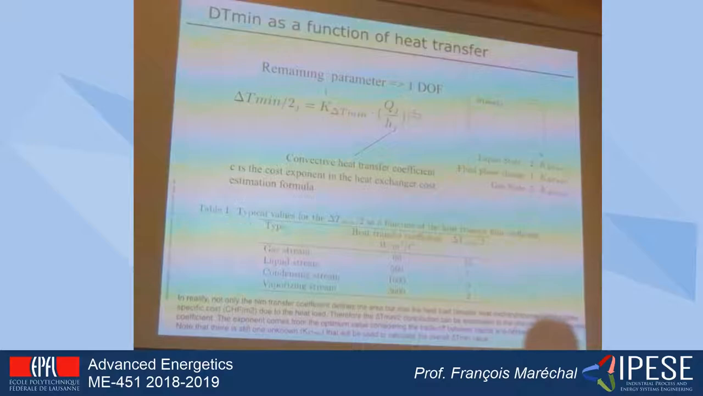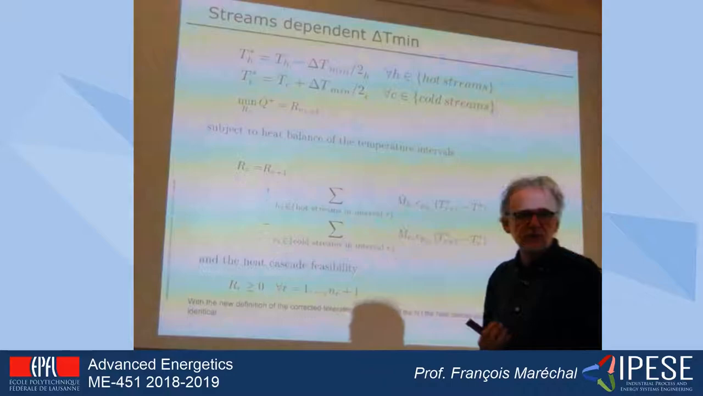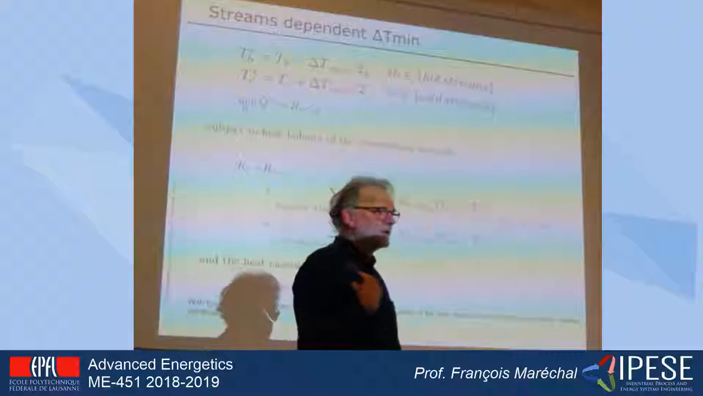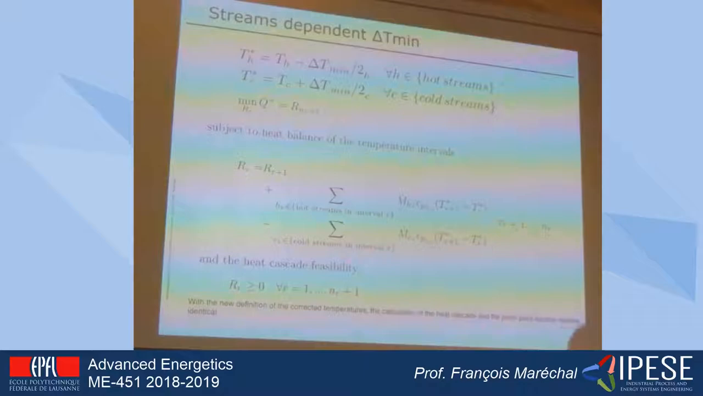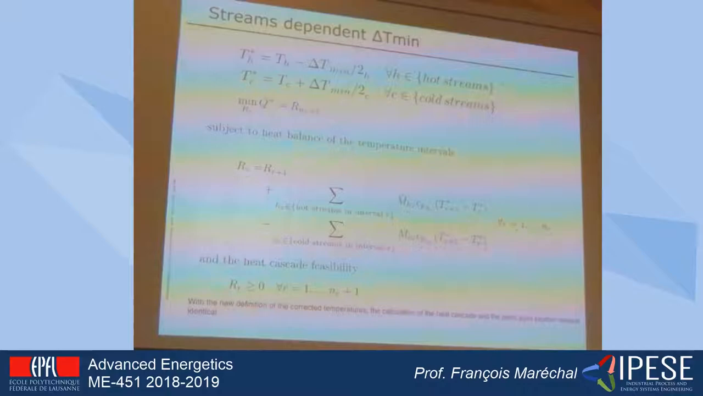And for doing this, in fact, it's quite simple. I'm just going to revisit a little bit the definition of the corrected temperatures that I was using for calculating the heat cascade. So if you well remember, for calculating the corrected temperatures, I was taking the real temperature and then deducting half of the delta T minimum for the hot stream, and adding half of the delta T minimum to the cold stream, okay? So now what I'm going to do is that I'm going to recalculate all the temperatures, but now I will have a correction which will not be the full delta T minimum divided by two, but the one that I have just calculated.